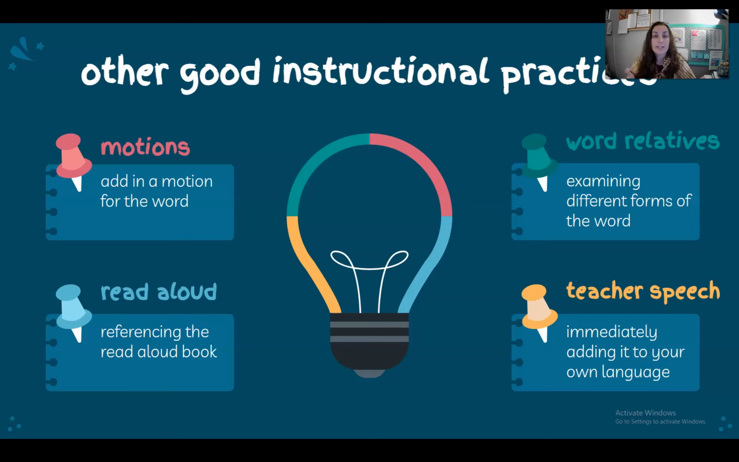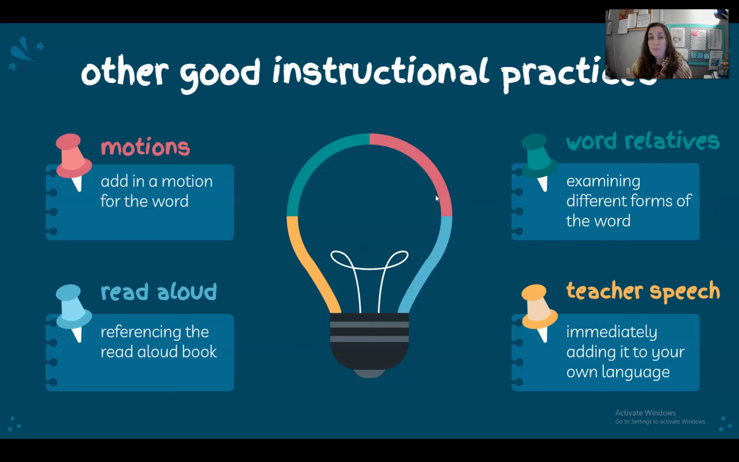In the presentation, I have put the page that the vocabulary word is on onto the presentation, so you don't have to worry about digging it out. But you do want to make sure that you read the story before you introduce the vocabulary. Then we'll jump over here to word relatives. This is examining different forms of the word.